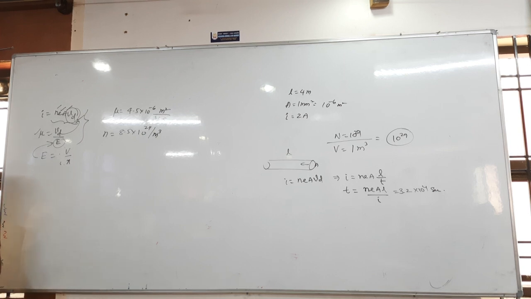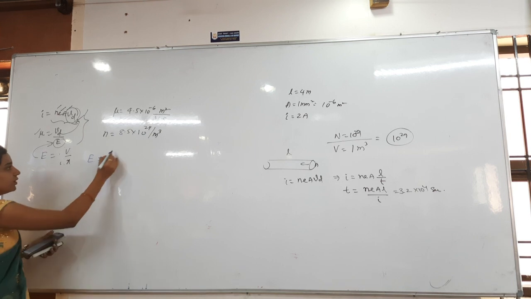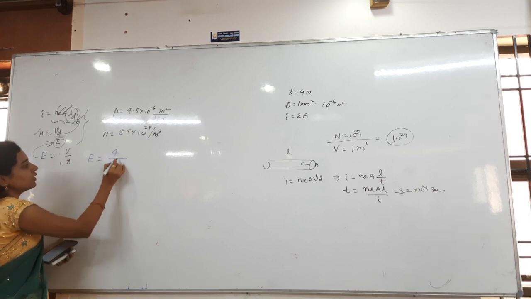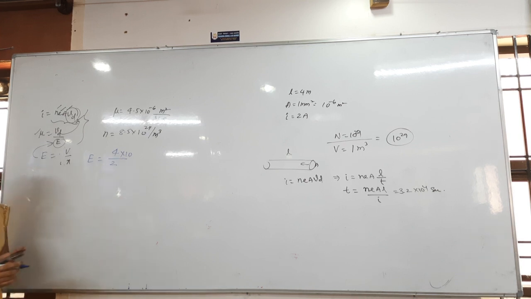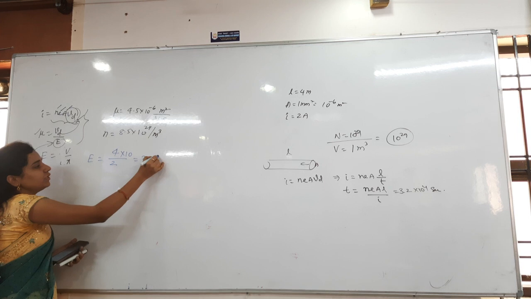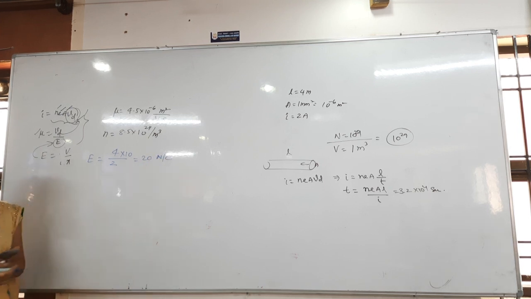That's very important. Now, whenever you substitute, first of all you have to find out the E value. E is equals to the voltage, 4 volt, divided by the length of the conductor, 0.2, nothing but 2 by 10. Then you get 20. 20 Newton per Coulomb is the electric field here.